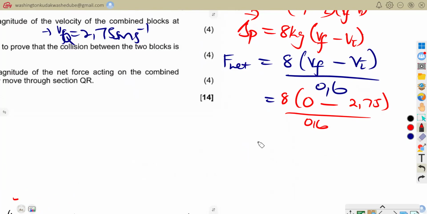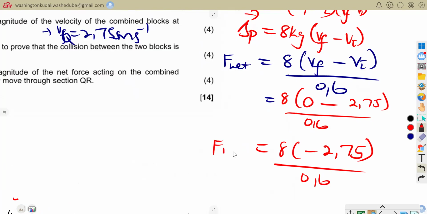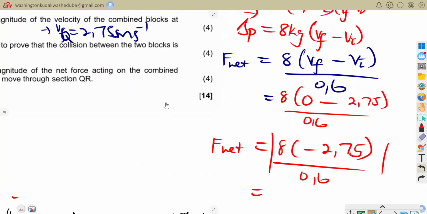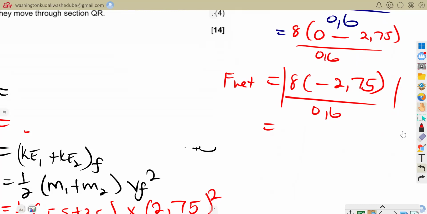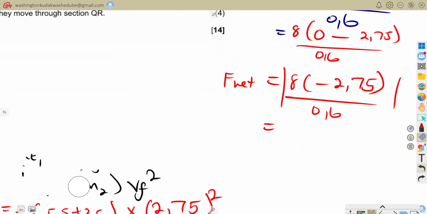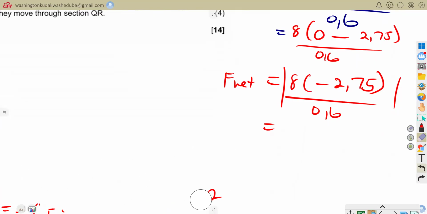So what you are going to have here would be 8 times a negative 2.75, because 0 minus 2.75 will be a negative, over 0.6. And then you can get the magnitude of the net force there. We want the magnitude, that is the size only. We do not care about the negative or the positive. We only want the size of the force. That's what they mean by the magnitude.